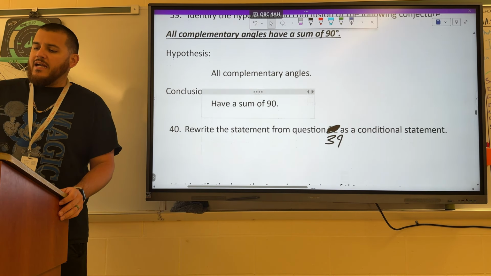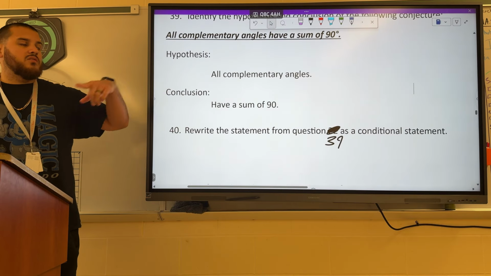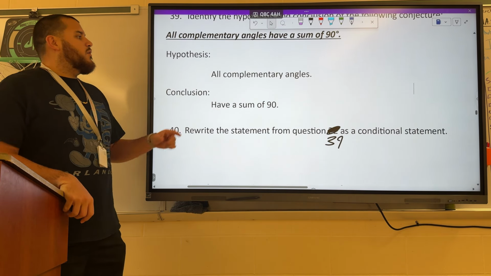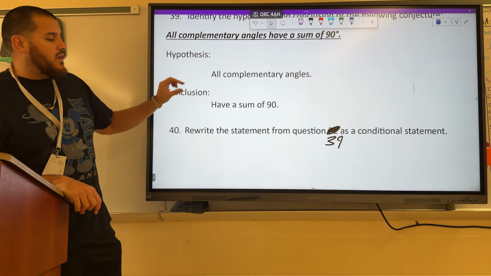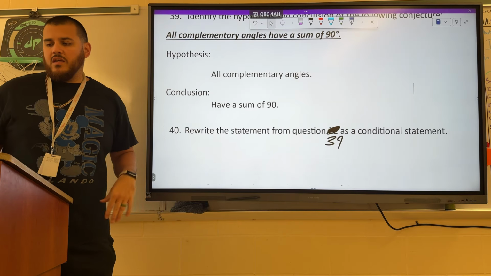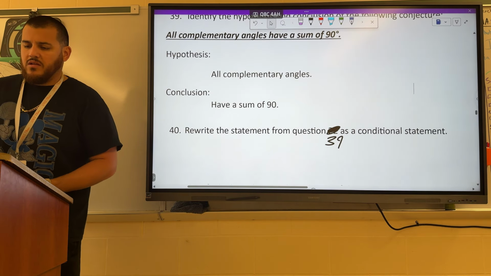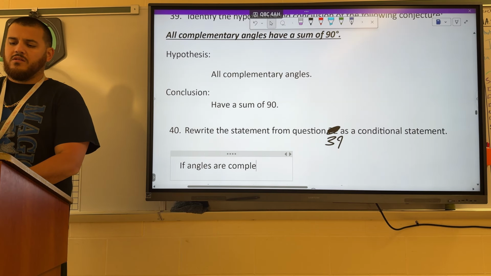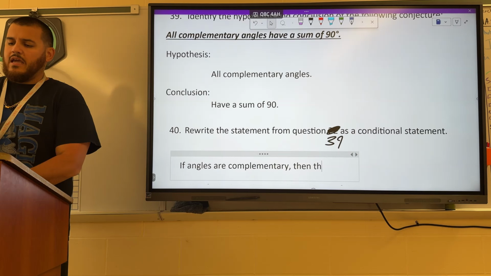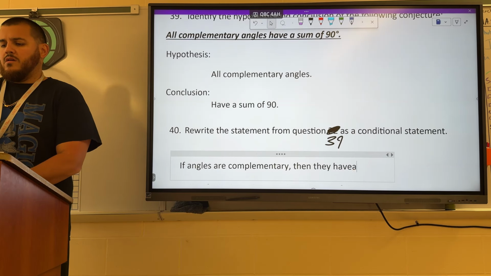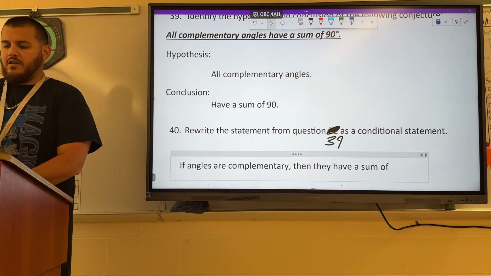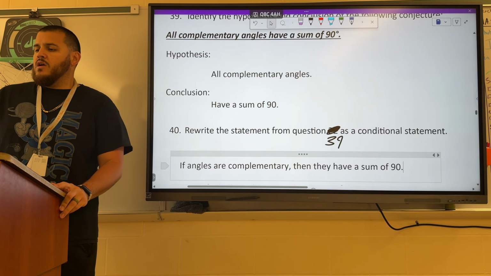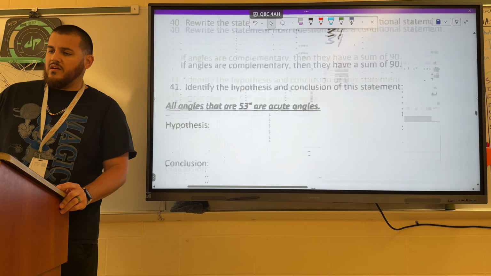Right? We are then asked to rewrite this conditional statement in if-then form, and all we had to do is put that hypothesis with the if and that conclusion with the then. We just need to make sure it makes grammatical sense. So a good example would be if angles are complementary, then they have a sum of 90 degrees. Right?